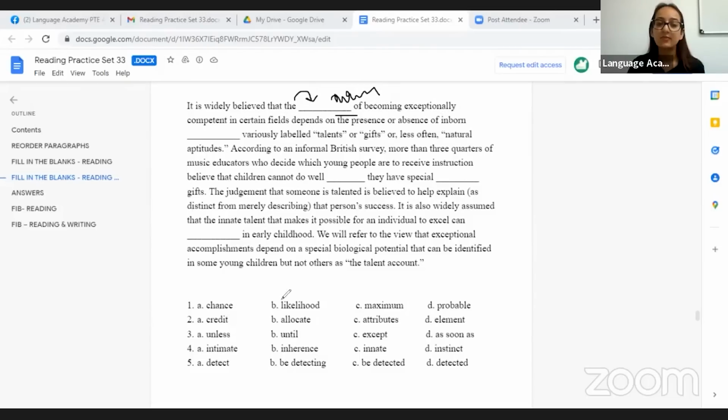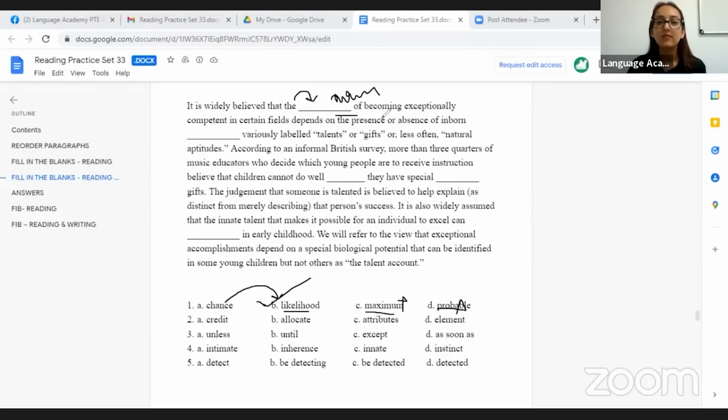So the chance of becoming, likelihood and chance are slightly the same. Chance is a very unacademic word, and likelihood means possibility, which is an academic version of chance only. We cannot say maximum is not a noun, probable is not a noun, so these cannot be the answers. So we'll select likelihood over chance, being a more academic word.